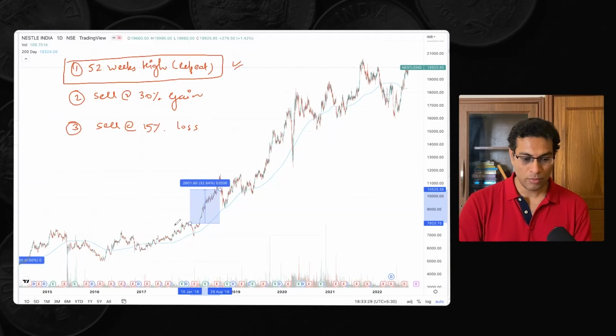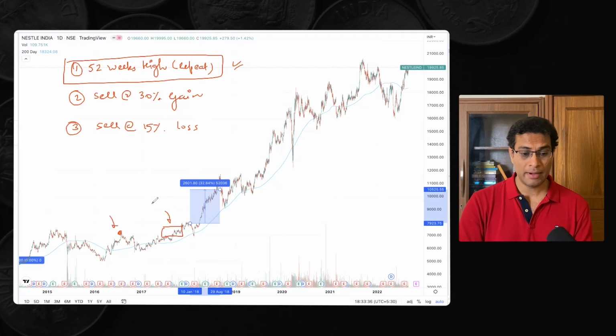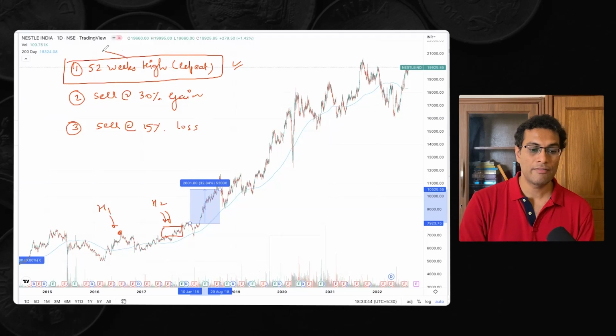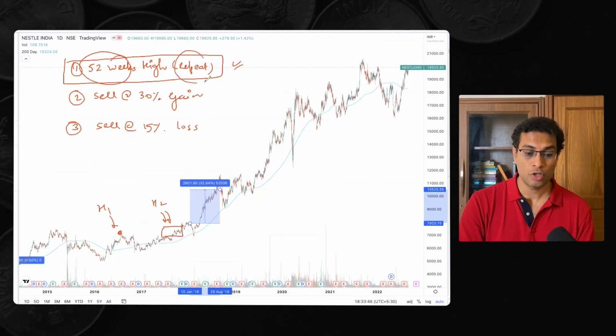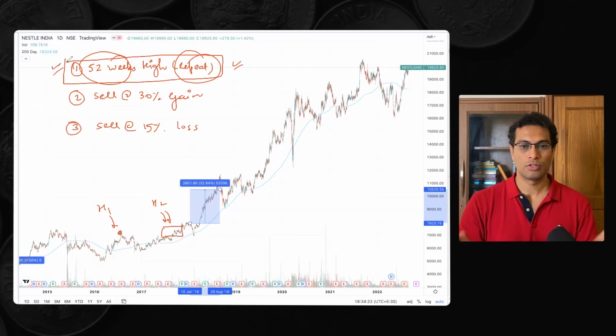A classic case in point would be somewhere in this zone. If you go back almost a year, Nestle was trading at its all-time high and now it has made that previous high again. So in step 1, you must identify the 52-week high, and that should be a repeat: the previous high should have been achieved at this previous point also. Now, 52 weeks is just an indicator. Please do not start creating ruckus that it's only 49 weeks or only 51 weeks. No, please don't do that. Use a little bit of logic. This is just an indicator. So this is point 1.